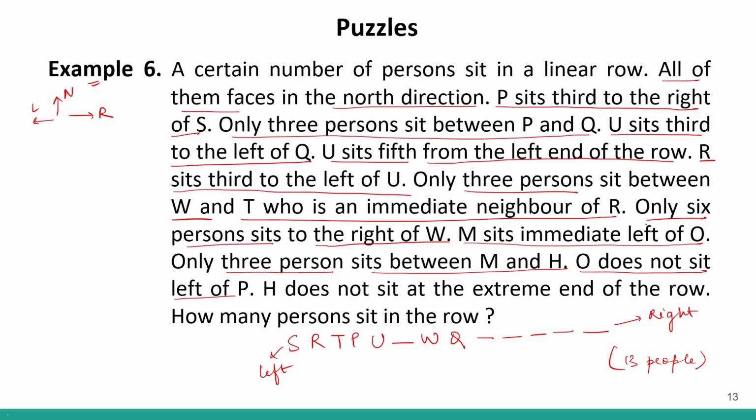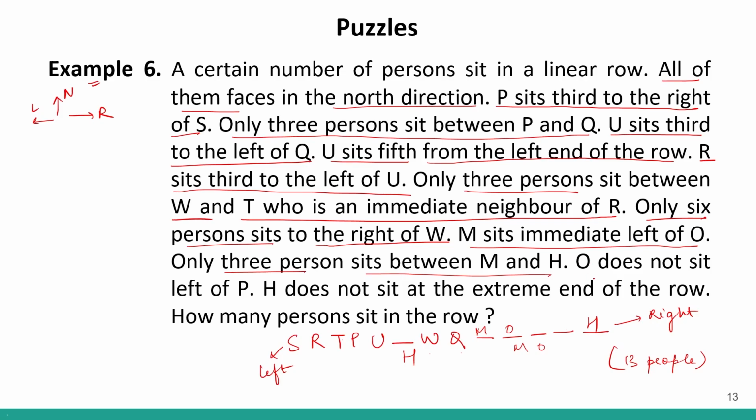Now, let us come back to O, this information. M sits immediate left of O. So, MO can sit like this also. And there can be many possibilities, correct? Only 3 persons sit between M and H. So, 1, 2, 3, H will be over here. Or 1, 2, 3, H will be over here. Correct? So, 2 possibilities I am taking.